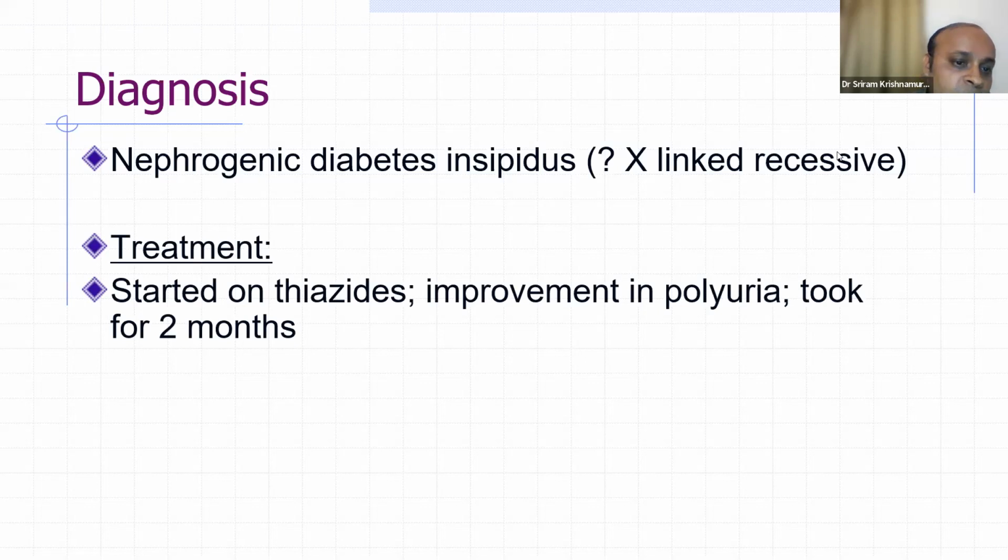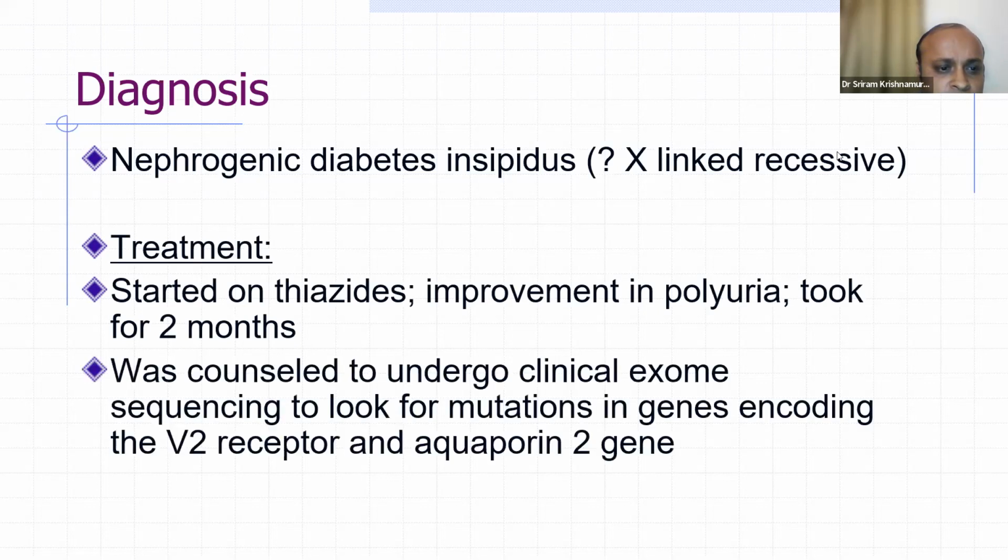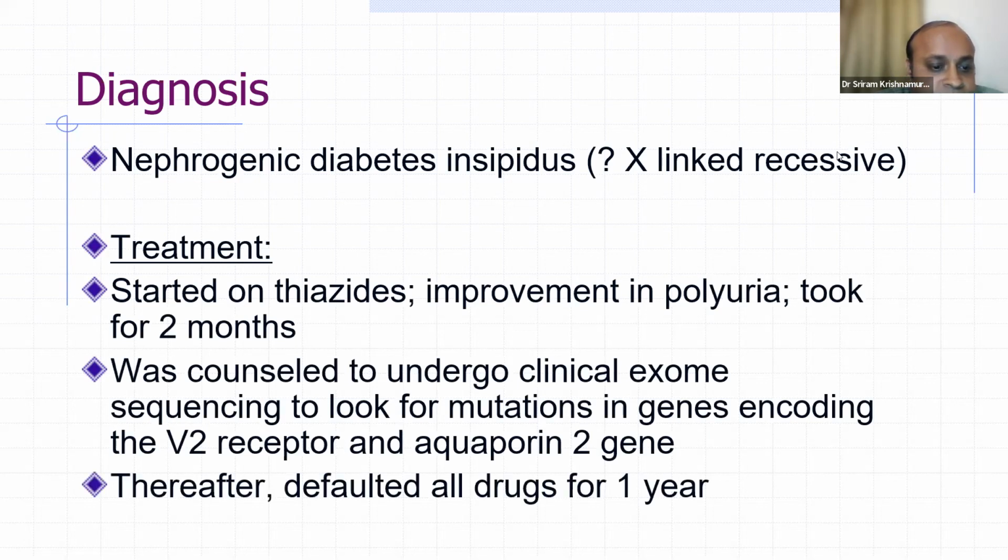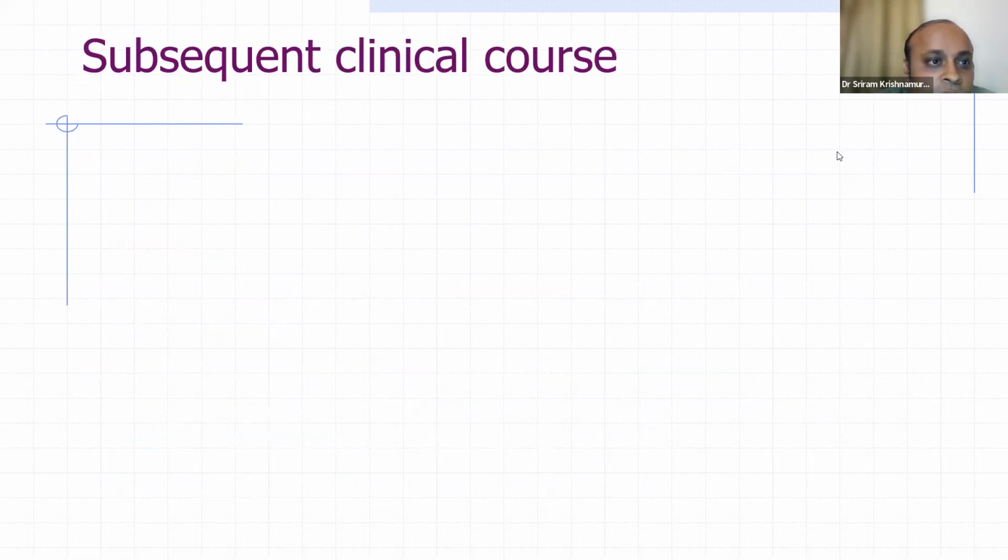So treatment was done. He was started on thiazides for the nephrogenic DI, and there was improvement in the polyuria. It took about 2 months for the polyuria to subside, and we had counseled him to undergo next generation sequencing to look for mutations in the genes coding the V2 receptor and the aquaporin 2 gene, which are actually responsible for nephrogenic diabetes insipidus. But they were not able to do it at that particular point of time. And then he defaulted all the drugs for a year and was lost to follow-up.